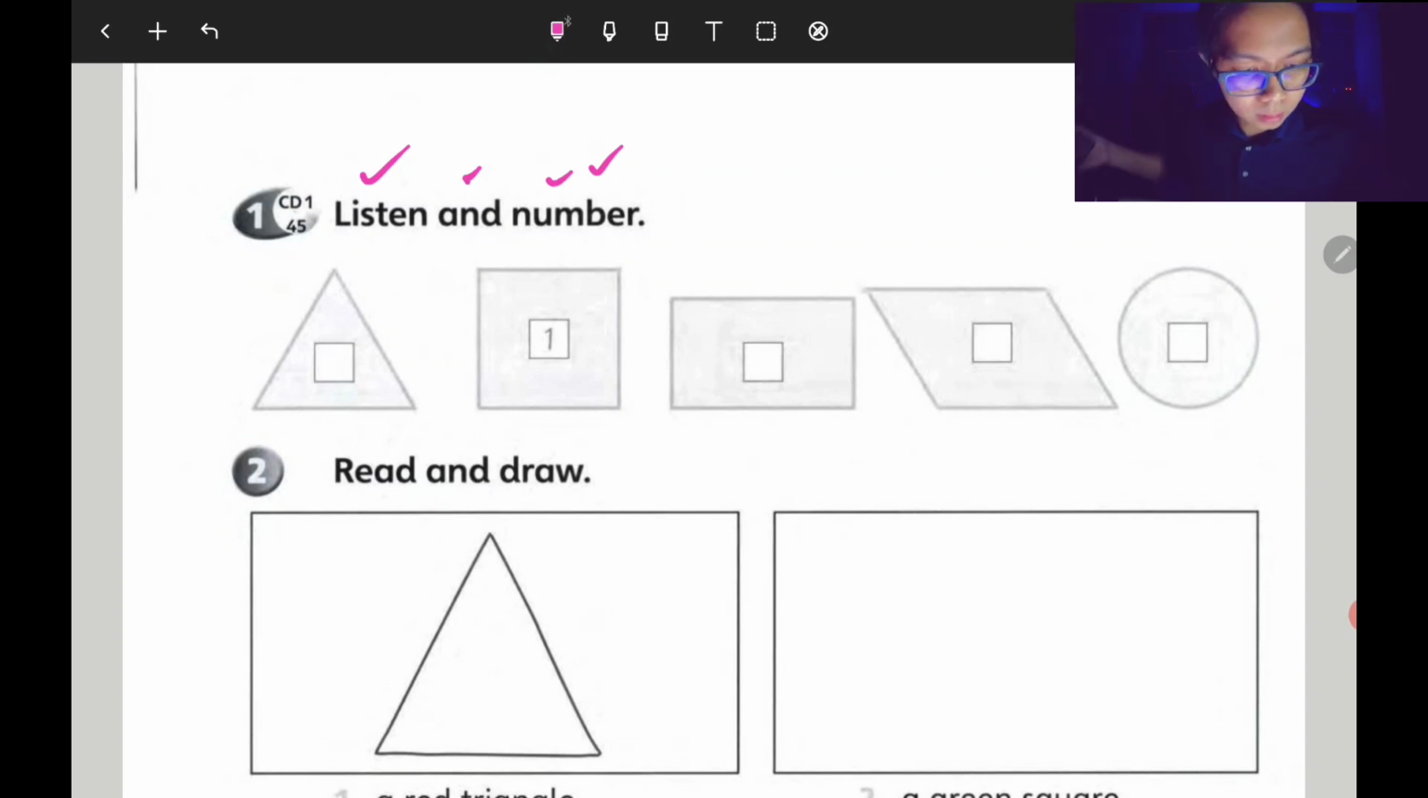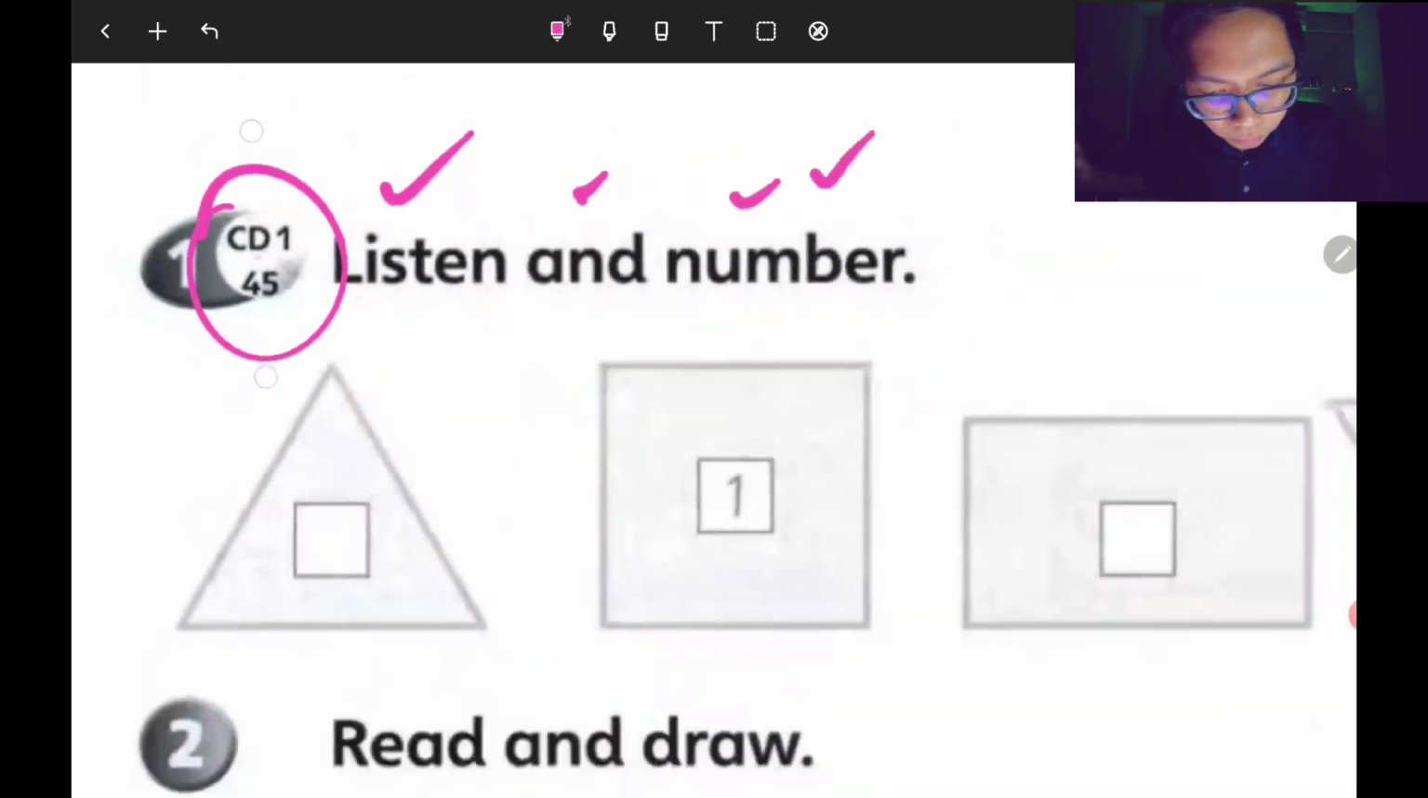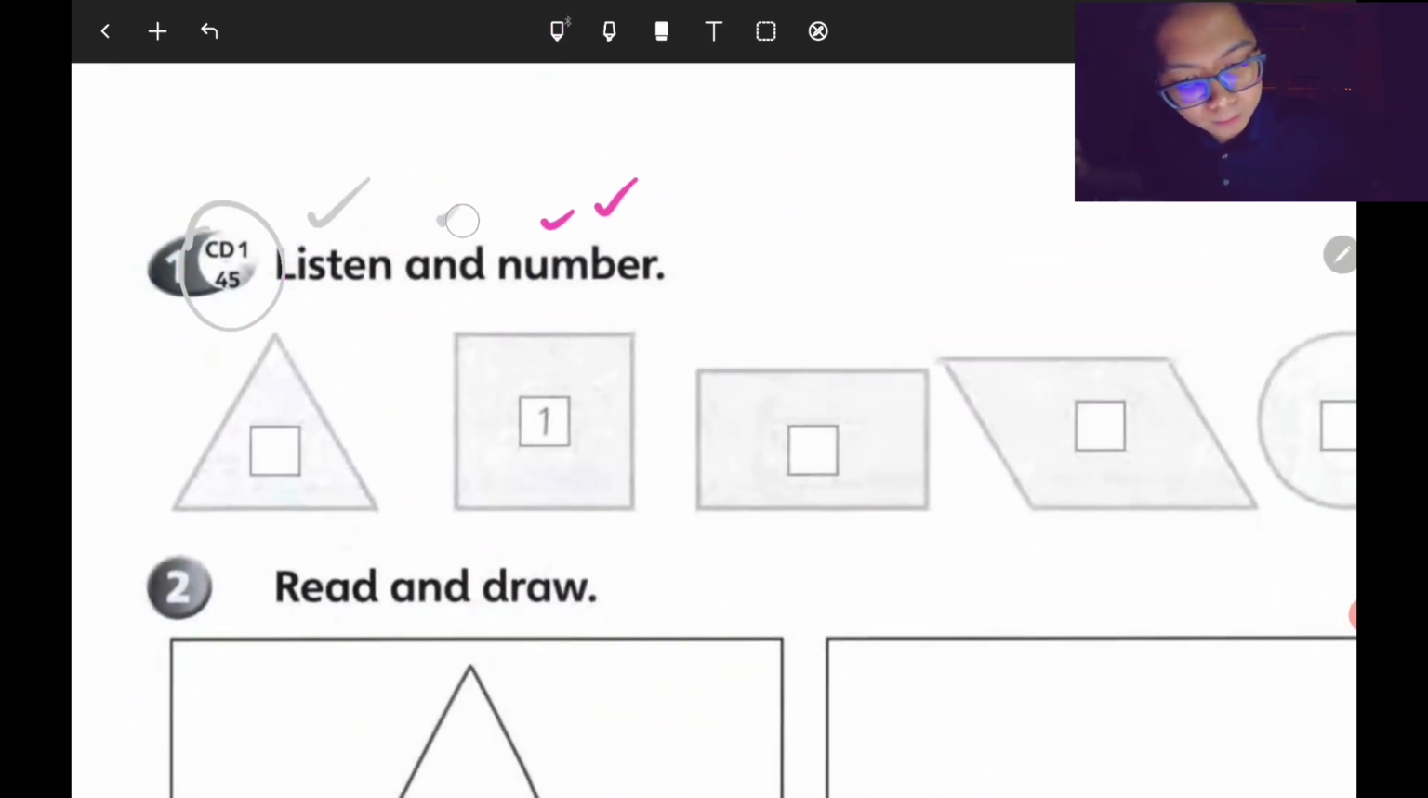So are you ready? Let me play this CD1 track 45. So listen carefully.